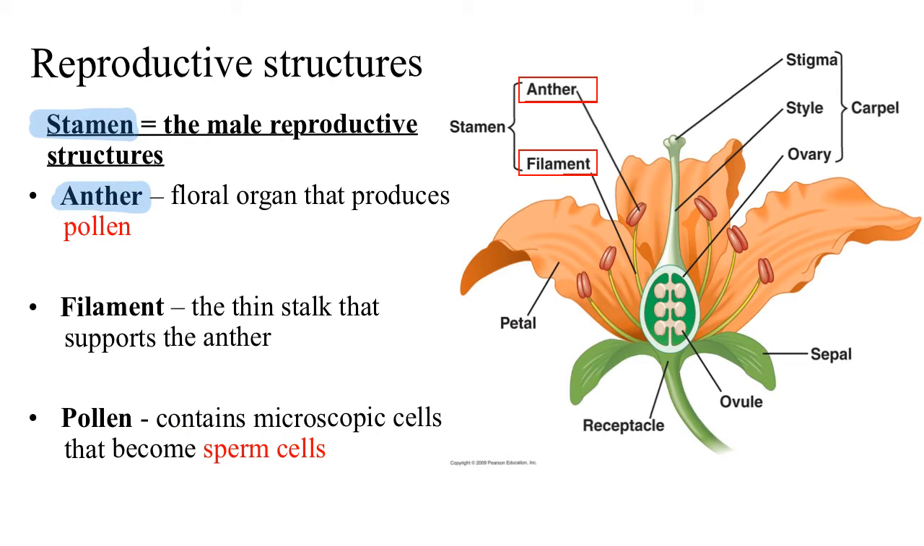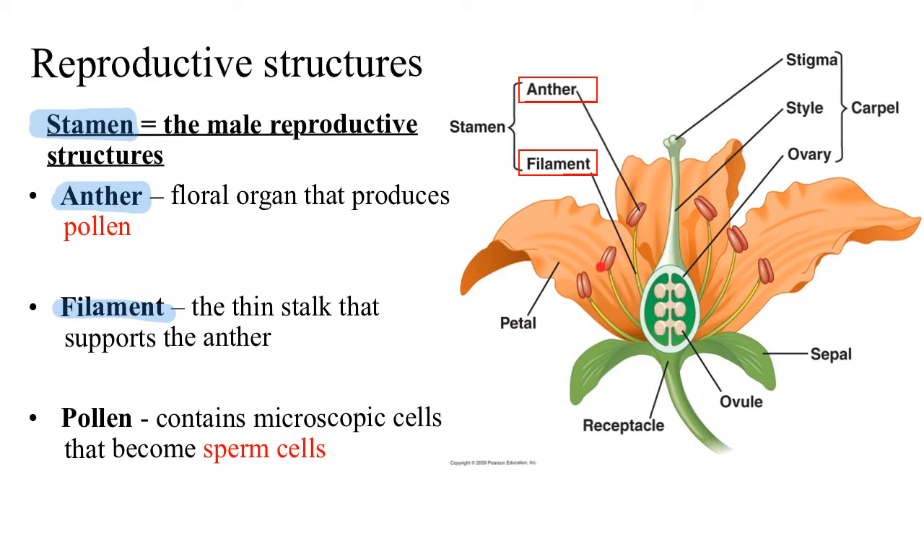The other reproductive structure that is shown here is the filament. And the filament is just a stalk that holds the anther. And together, the anther, the filament, and the pollen compose the stamen, the male reproductive organs.